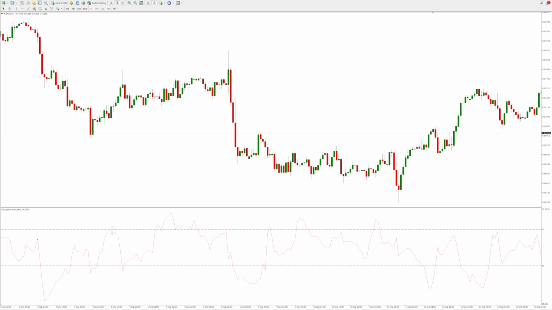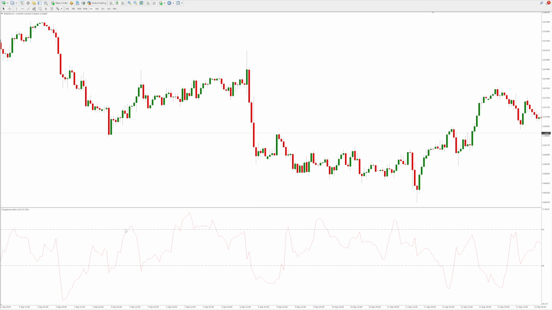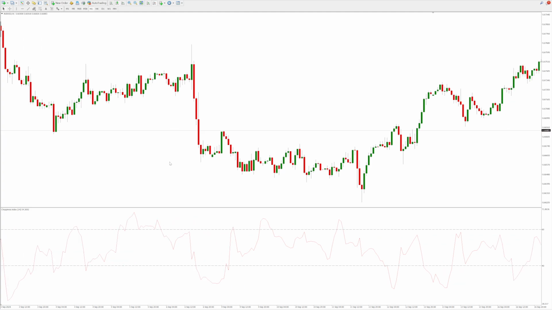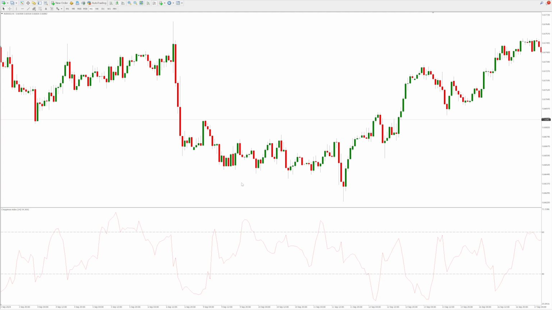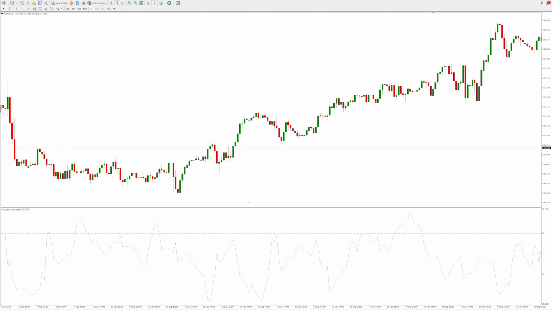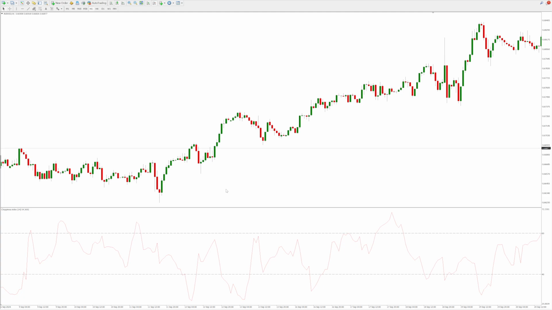And also, to be fair, you can see here that it suggested a choppy market as it came up to my 60 level here. And it might have taken a few more bars to realize that if you were just trading based on the price action alone. So really it's good for filtering trending and ranging markets.